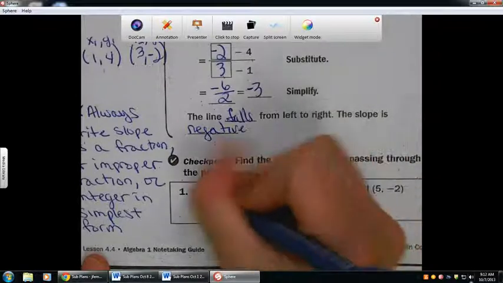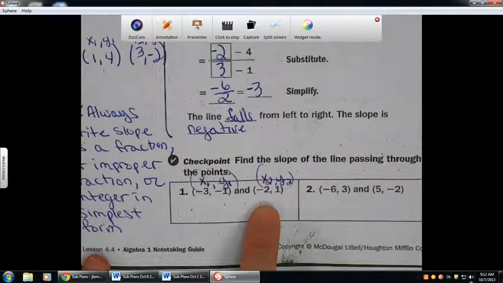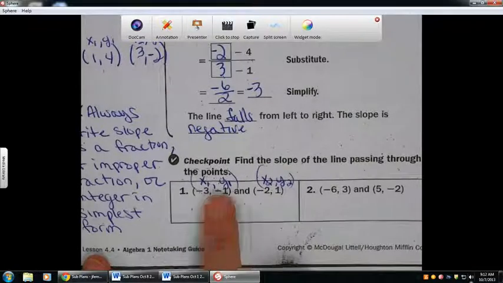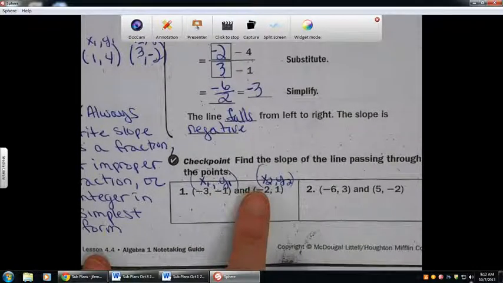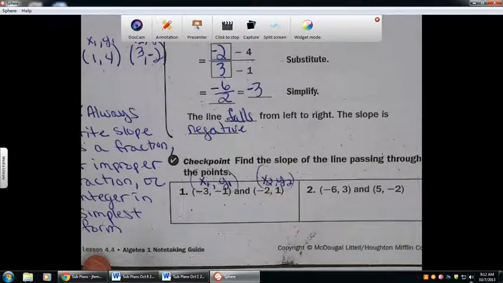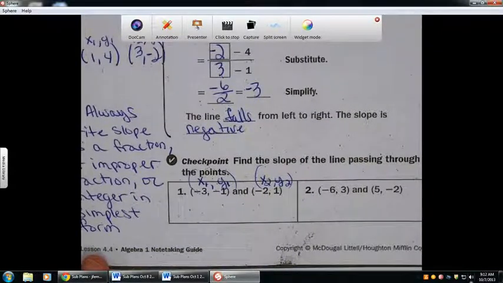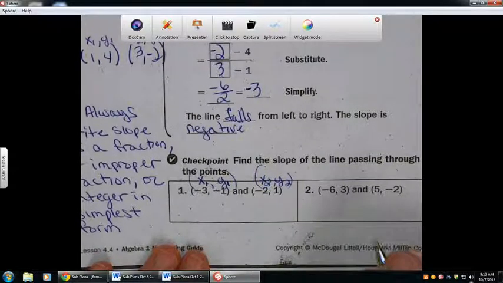Doesn't matter, you can switch them around, and you call this one x1, y1, and this first point x2, y2. Doesn't matter what you label them, just as long as your x1 goes along with your y1 and your x2 goes along with your y2. So pause the video and find the slope between those 2 points, and then turn the video back on.